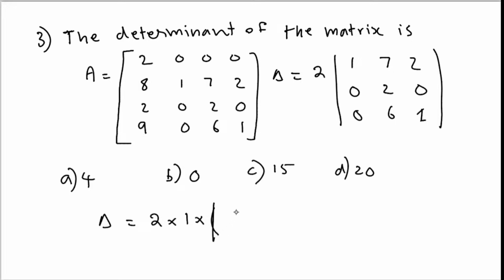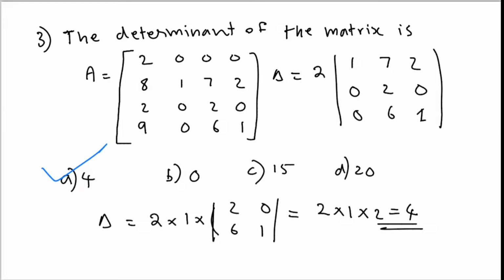determinant of 2 0 6 1, which is equal to 2 into 1 into 2, which is equal to 4. So the answer for this question is option A, 4.